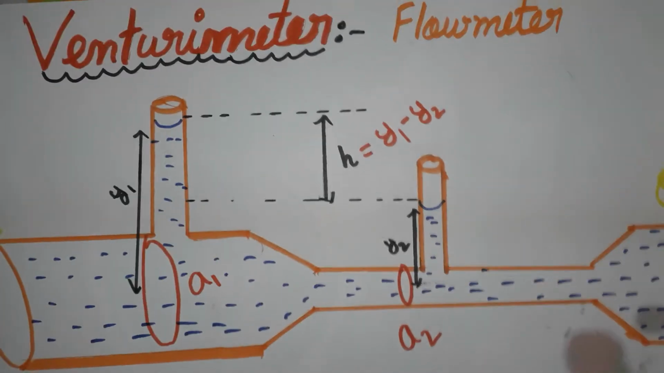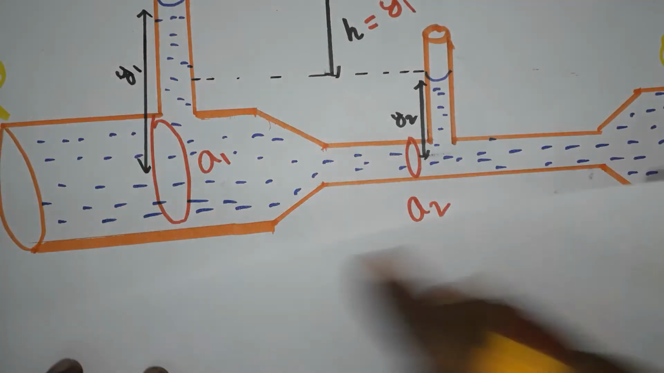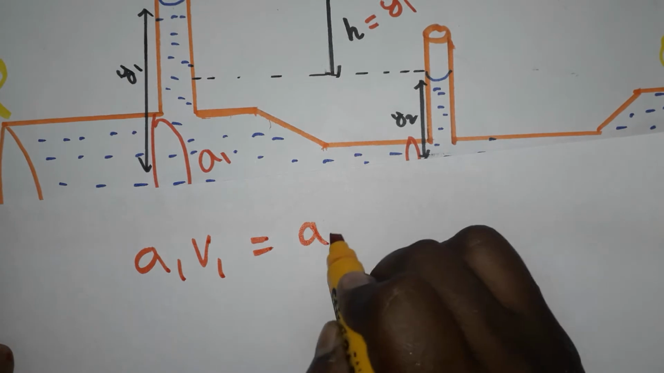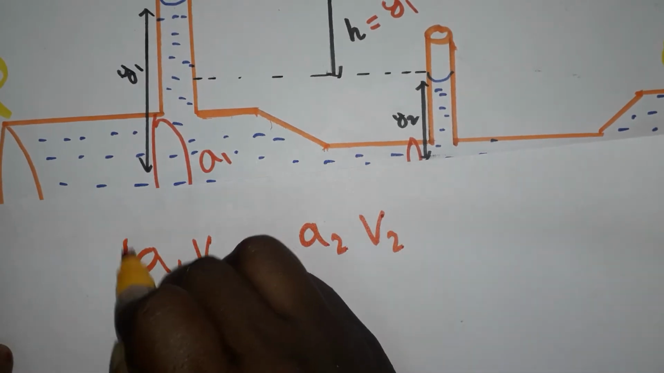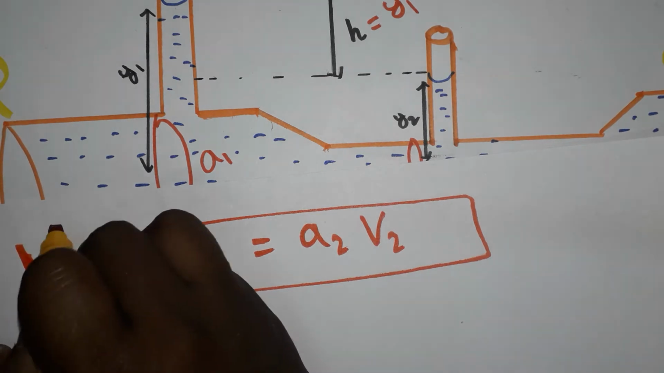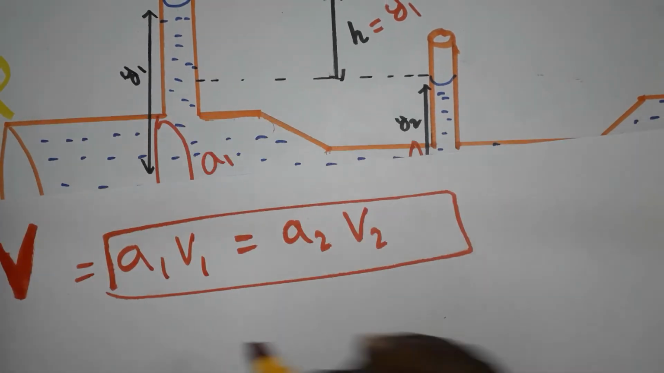Now we have learned the equation of continuity. The equation of continuity says A1 area with V1 velocity is equal to A2 area with V2 velocity, which is equal to the volume of the liquid entering per unit time. Capital V represents the volume of the liquid entering per unit time. So this is what we learned from the equation of continuity. Now I am going to show you how to start the equation.